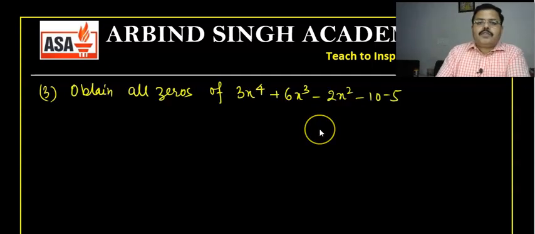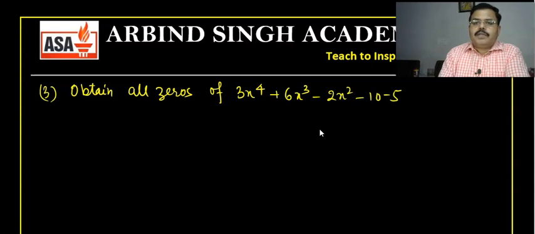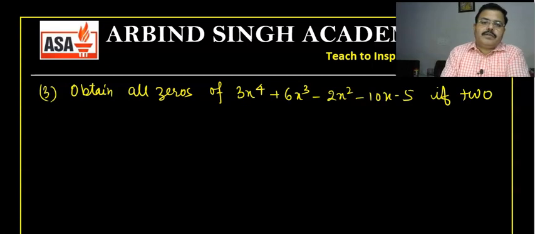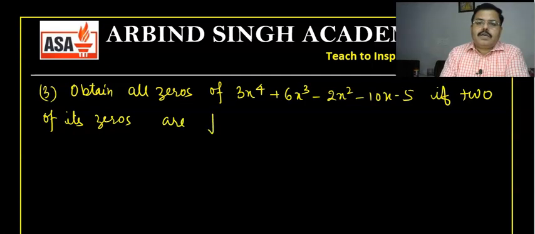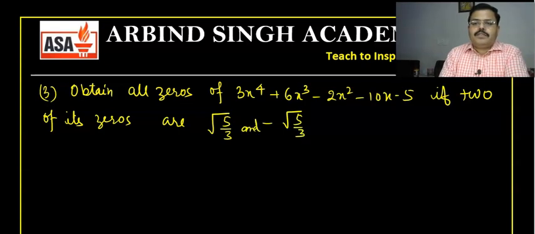Question number 3. Question is, obtain all zeros of 3x^4 + 6x^3 - 2x^2 - 10x - 5 if two of its zeros are root 5 by 3 and minus root 5 by 3. Now remember the factor theorem. Since, solution I can write here.